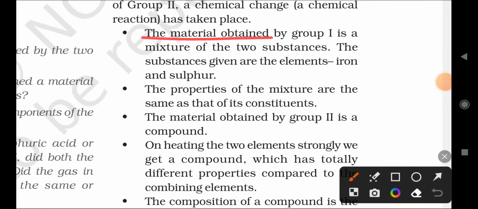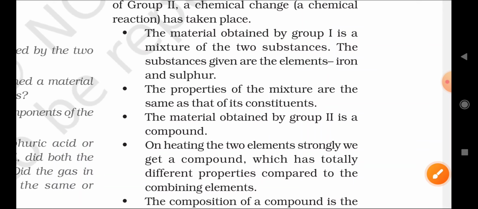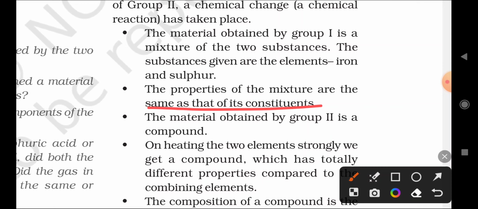Okay, the material obtained in group 1 is what? A mixture of two substances. What are they? Iron plus sulfur, right? The properties of the mixture are the same as its constituents. Okay, the properties of the mixtures are the same as its constituents.